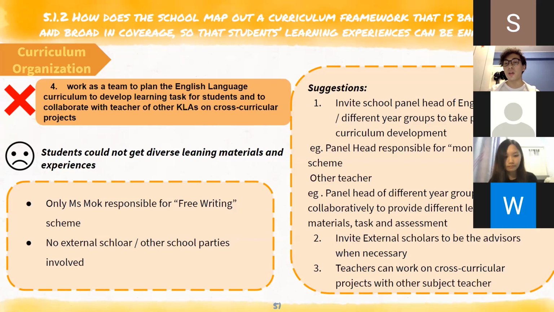According to the Curriculum Development Council, this school does not fulfill the teamwork planning on English language curriculum, as there is only Miss Mock responsible for the free writing scheme and no extra scholar or other school party involved. Firstly, we suggest that schools should invite teachers, school panel heads of English language, or different year groups to take different roles in the curriculum development. Secondly, schools can invite an external scholar to be an advisor. Thirdly, teachers can work on cross-curricular projects with other subject teachers. Next page, please.